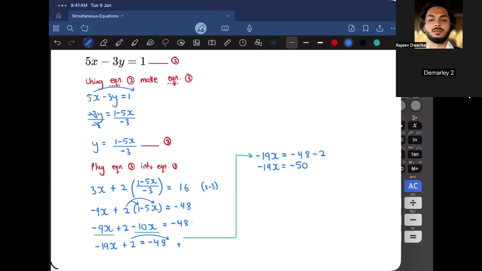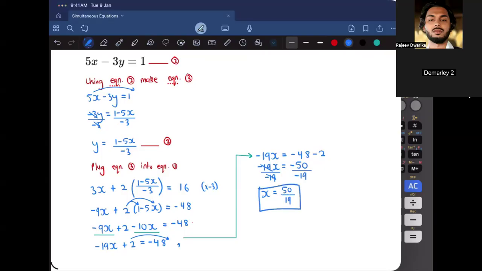If I want to find x, what do I have to do on both sides? You have to divide by minus 19, and I'll get my answer. x will be equal to what? Minus 50 over minus 19. So we have a negative divided by a negative. What is a negative divided by a negative? Positive. So x is equal to positive 50 over 19.